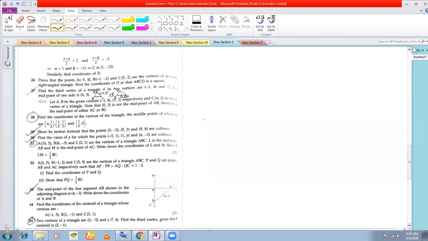Find the coordinates of the vertices of a triangle, the middle points of whose sides are (0, 1/2), (1/2, 1/2), and (1/2, 0). Well, what does it mean? See, if I have a triangle ABC, the vertices of this triangle are not given to you. You have to find them out. The middle points of the sides are given.